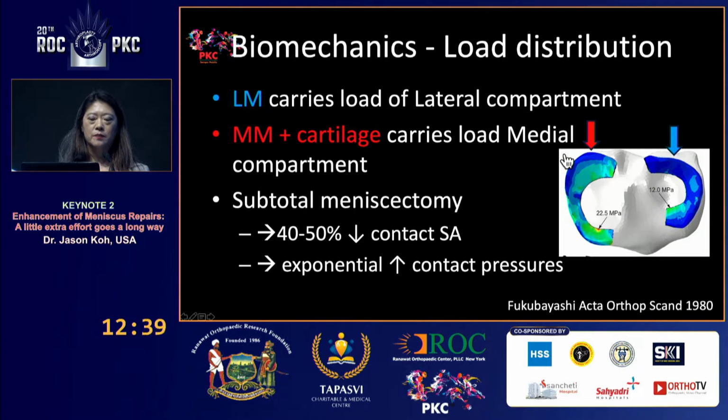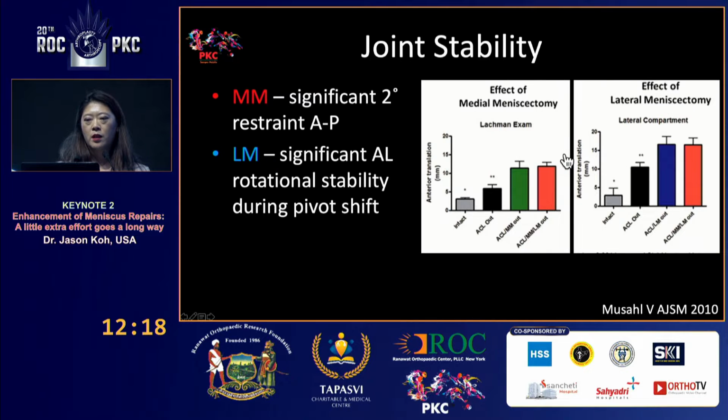And this is why you have to consider why you want to do a meniscus transplant. When we have subtotal meniscectomies, we decrease that contact surface area. Imagine it just concentrates all those loads into a smaller area. Then you have exponential increases in contact pressures, which will cause degradation, right? You're talking about up to 235% increases in contact pressures.